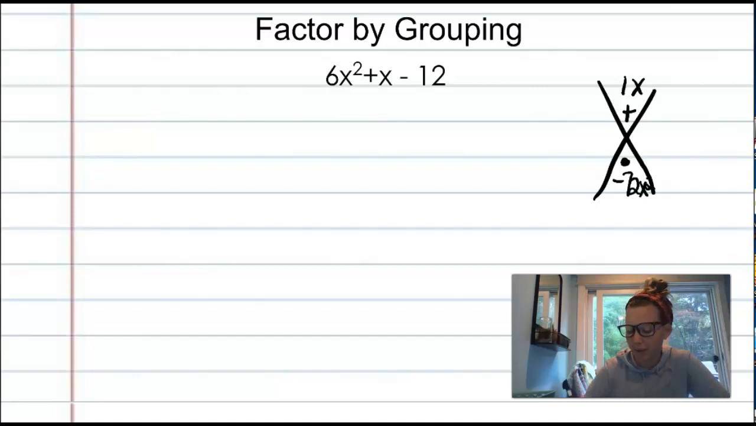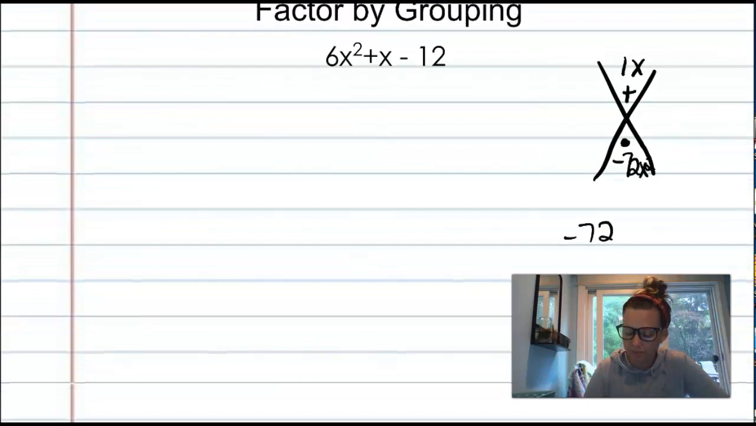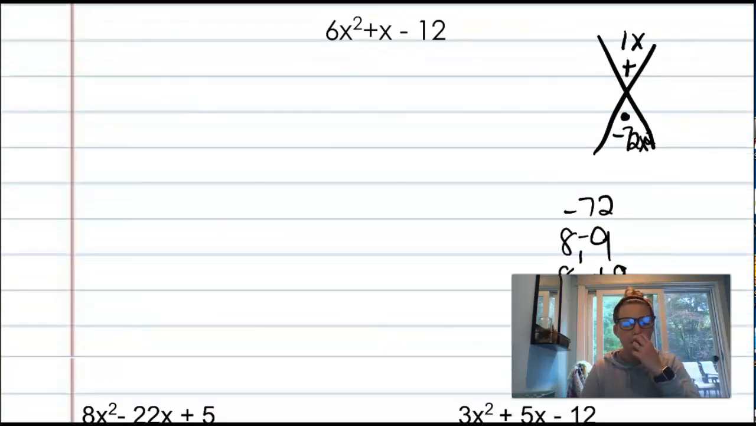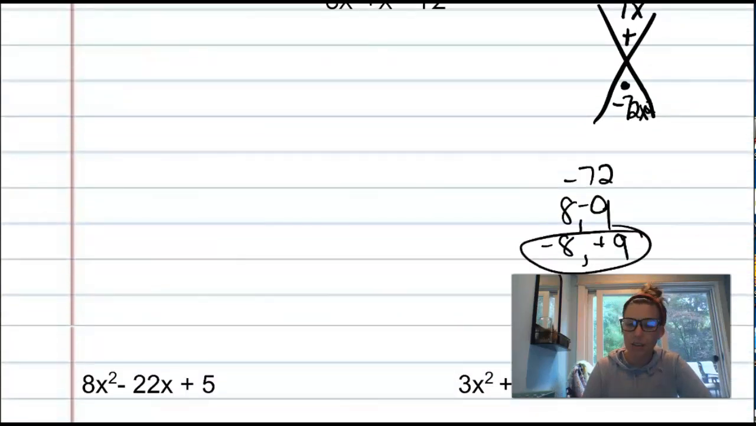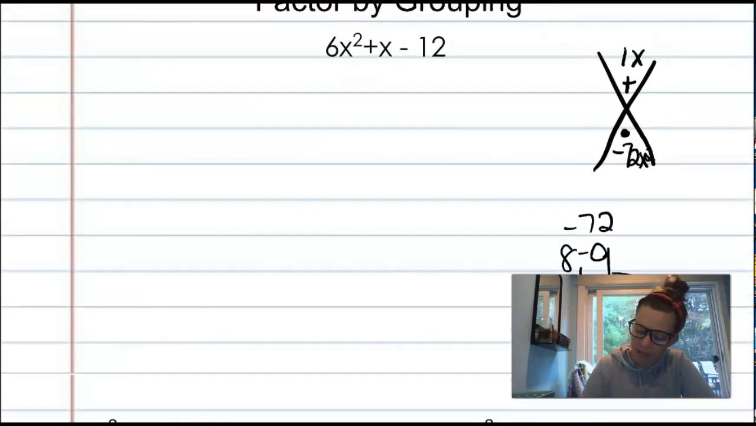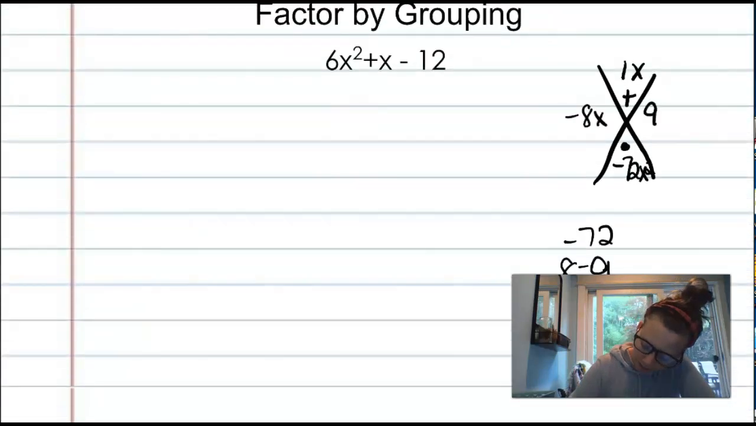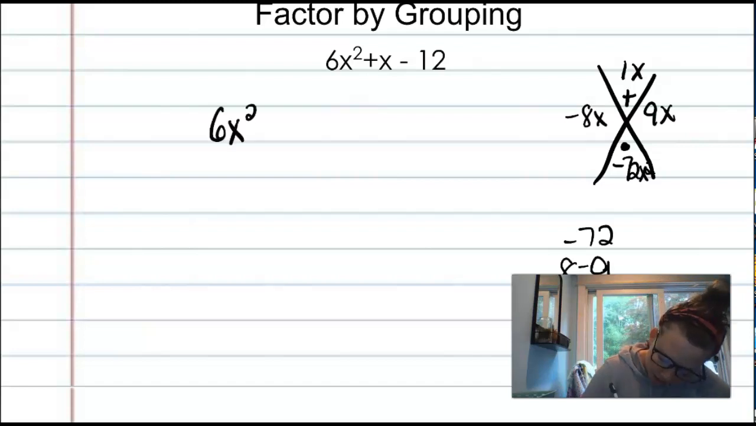So you want to think about things that multiply to negative 72. That would be 8 and 9 is probably the most. Negative 9, negative 8, negative 8, or positive 9. So to add to a positive 1, that's going to be the one that works. So let's see, that's going to be negative 8x and a positive 9x. So then we're going to rewrite it. We're going to start with 6x squared, same thing. But instead of writing 1x, I'm going to replace the 1x with these two terms here.